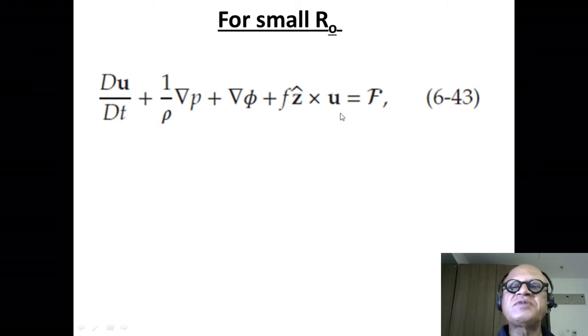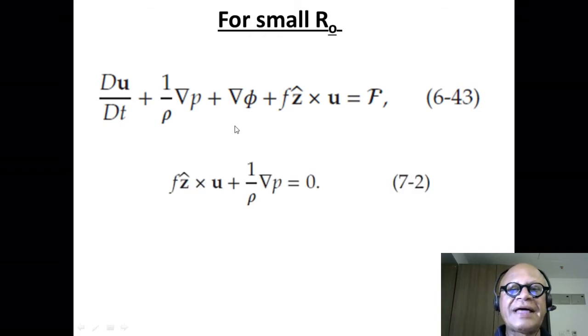So if the Rossby number is small, let's say mid-latitude atmosphere or the ocean, Ro is order 0.1 for the mid-latitude atmosphere, and we'll see that for the ocean it's much smaller. Then we can drop the acceleration term and the vertical hydrostatic balance, which also is gone. So then we can just balance the Coriolis with the gradient of pressure.